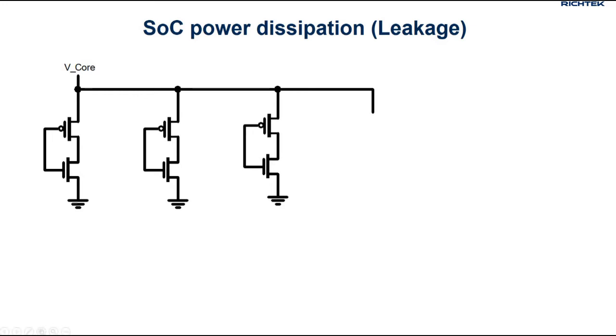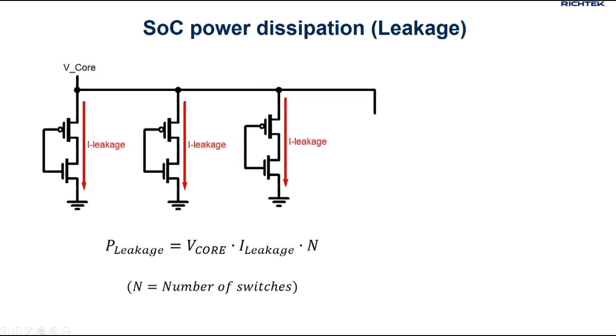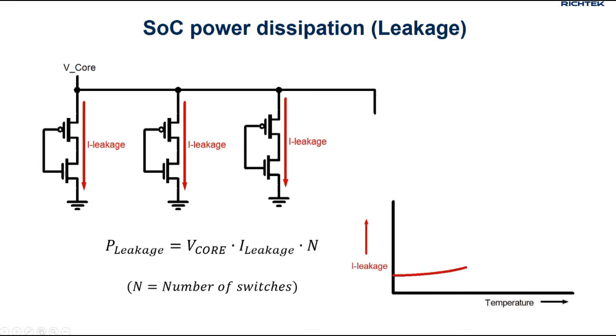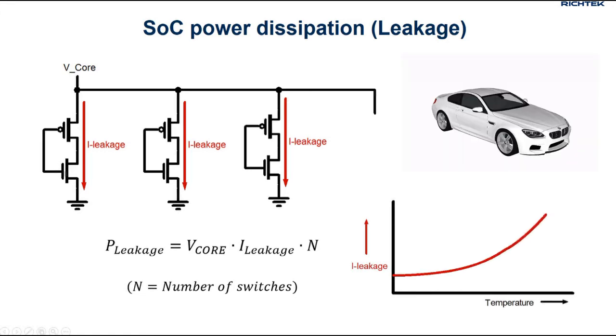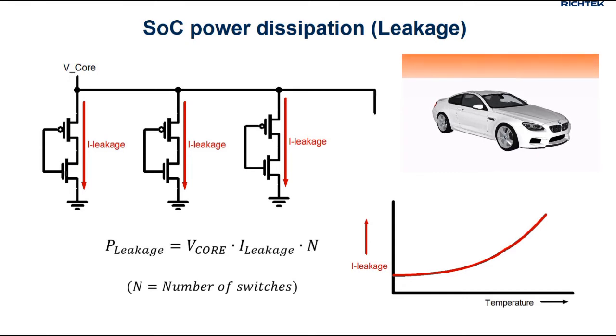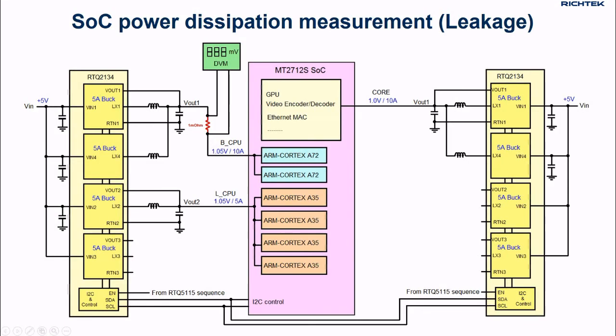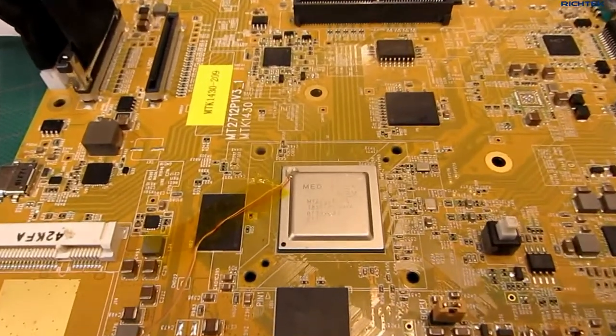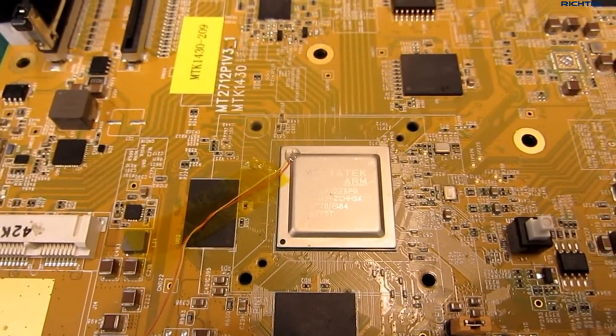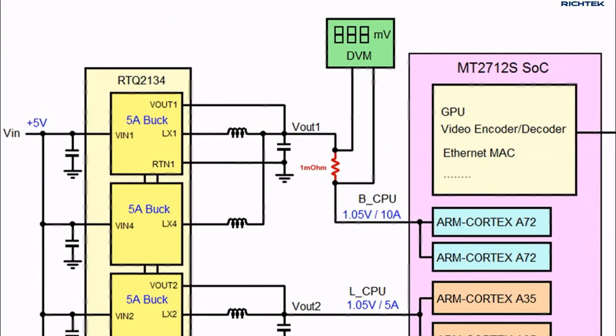Another cause for current consumption in the SoCs is leakage current of each switch. This leakage current rises exponentially with temperature. In automotive environment, high ambient temperatures should also be considered during the design stage, as the car internal temperature can become very high when the car is out in the sun during summertime. Let's have a look at the current consumption of one of the processor rails of the MT2712. I have mounted a thermocouple to the MT2712 SoC, and I measure the average current via a 1 milliohm sense resistor in the B CPU rail, so 1 millivolt equals 1 amp.